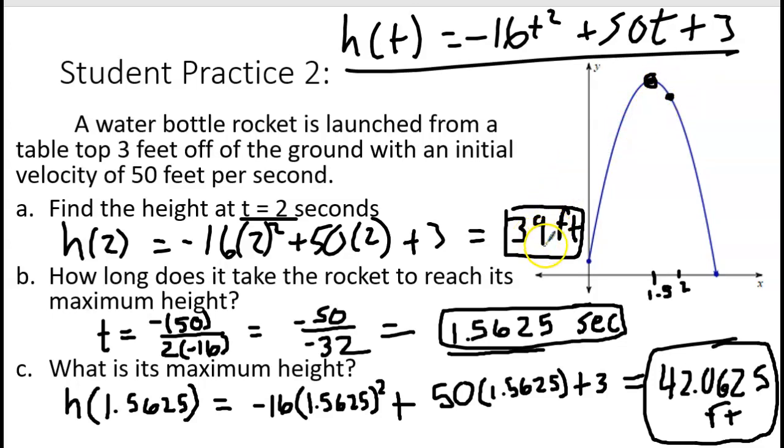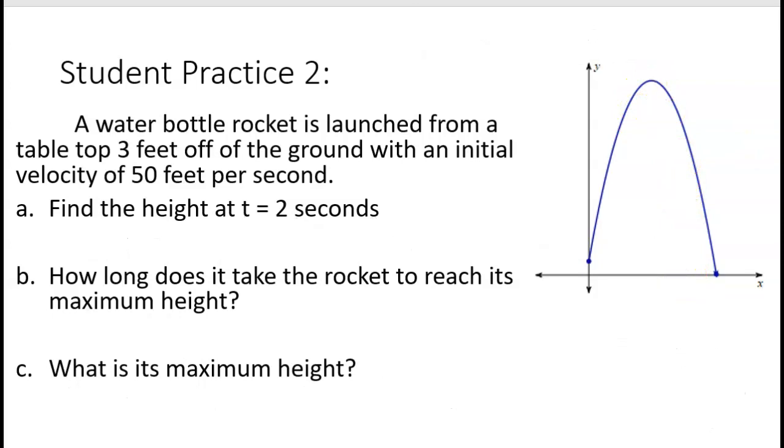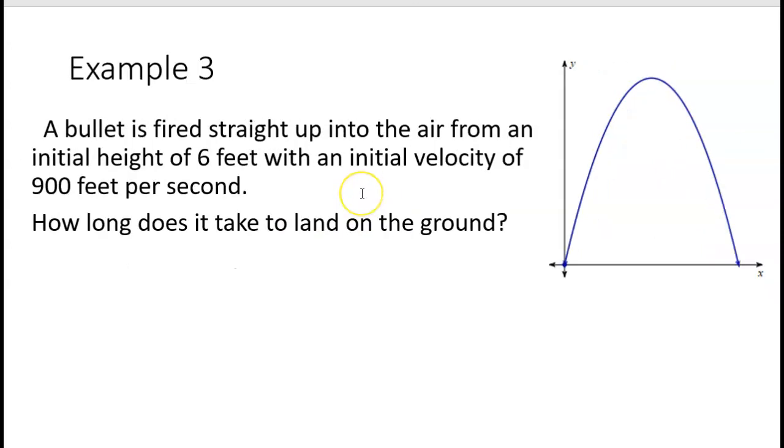So I'd expect the answer in part A to be a little bit lower than the answer in part C, because C is the maximum height. Anyway, so there's that. Now we're going to move on to a new question here. What else can we do with these things?